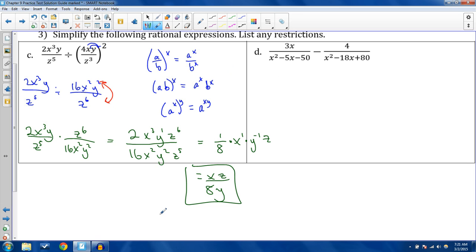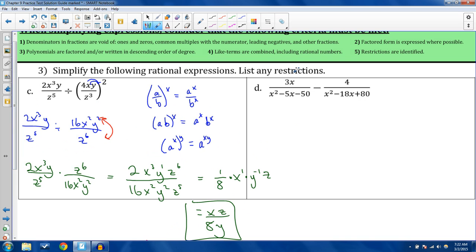So you want to say, well, if x squared can't equal 0, then x surely can't equal 0. If y squared can't equal 0, then y surely can't equal 0. If z to the 5th can't equal 0, then z surely cannot equal 0 also. Remember, if any of these become 0 at any one time, you multiply the whole bottom by that 0 number, you're dividing by 0. You don't want that. There are your restrictions. Okay, D.